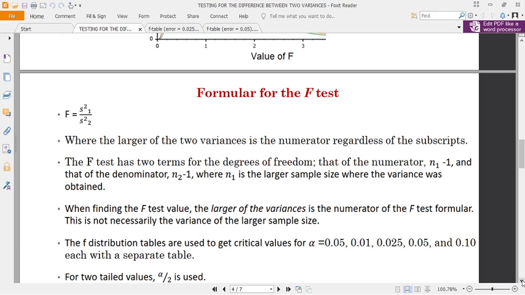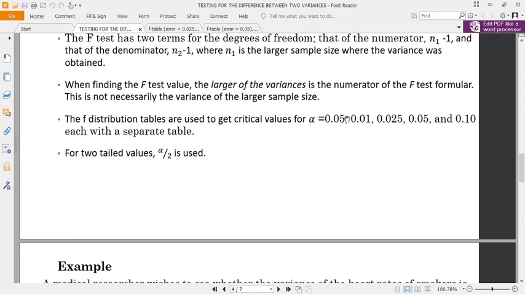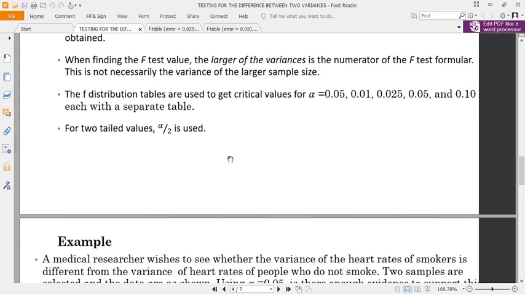For a two-tailed test, we always divide alpha by 2. So if we are working at alpha equal to 0.05, but the scenario is two-tailed, for example if we are looking at variances being different, then we divide 0.05 by 2, and therefore we consider the appropriate table, not necessarily the 0.05 table.